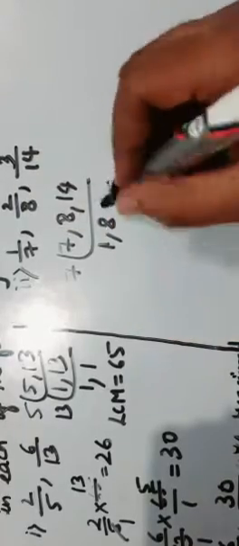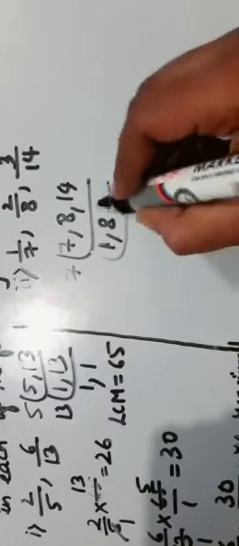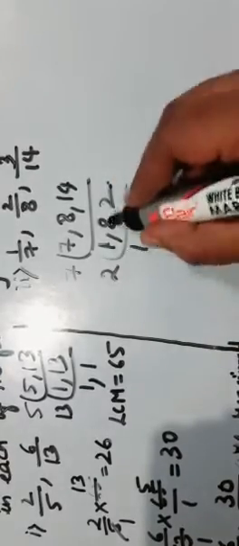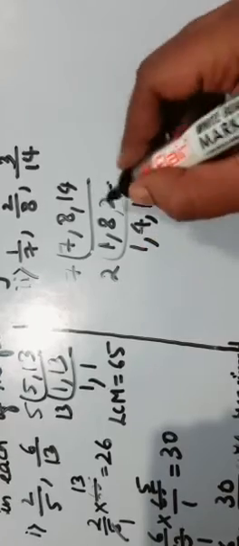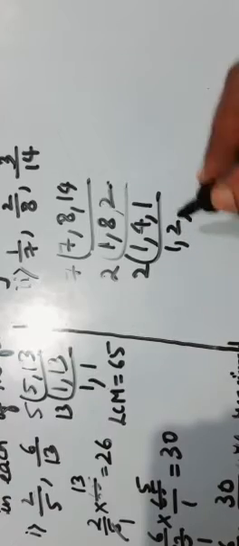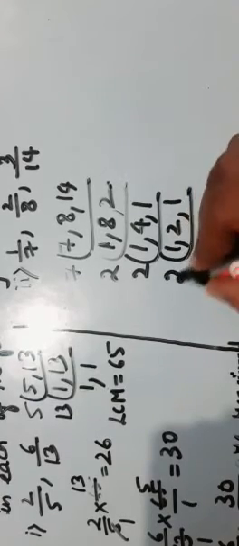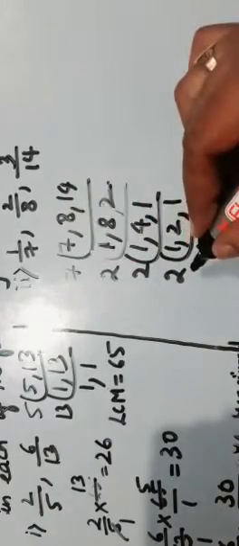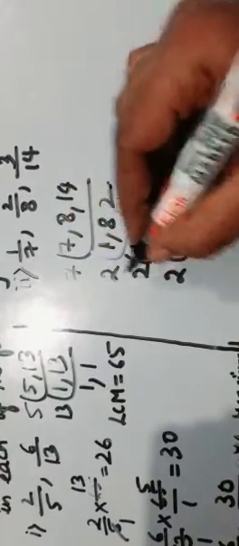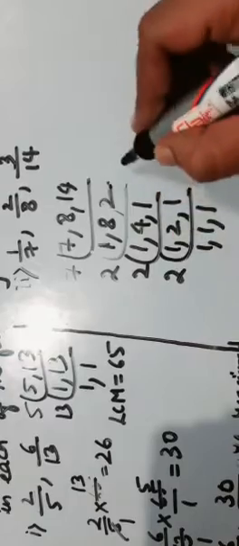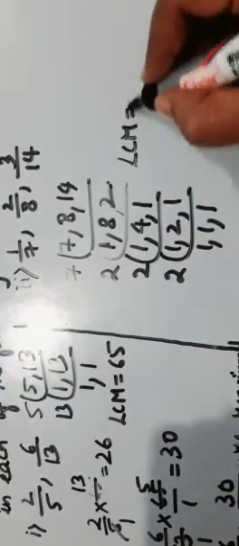7 twos are 14. Then 8 and 2, the common factor is 2. 1 I keep as it is. 2 fours are 8. 2 ones are 2. Then we have 2. 2 twos are 4. 1 as it is. Then again divide by 2. 2 ones are 2. Till you get 1, you go on dividing by the prime numbers. 7 twos are 14. 14 twos are 28. 28 twos are 56, children. Therefore, LCM is 56.